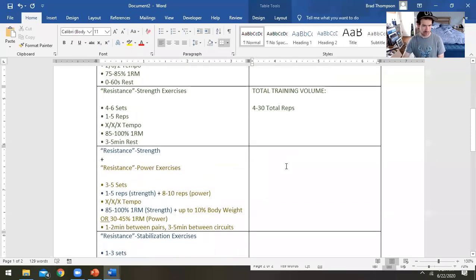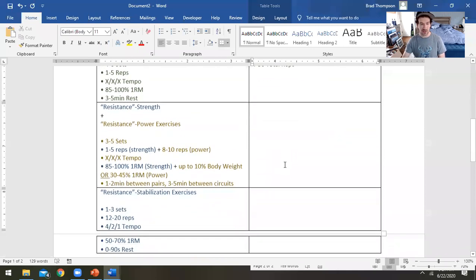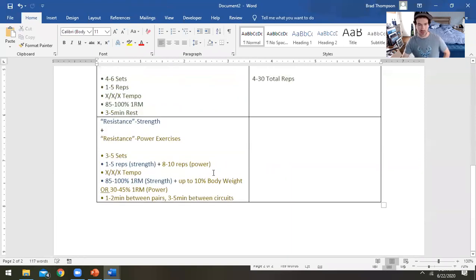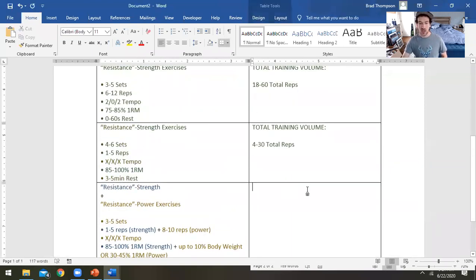Wait, where the heck am I? It's going to pop back up here at the end. Oh, wait, I forgot that I put too many columns down. I was like, why is stabilization at the bottom?